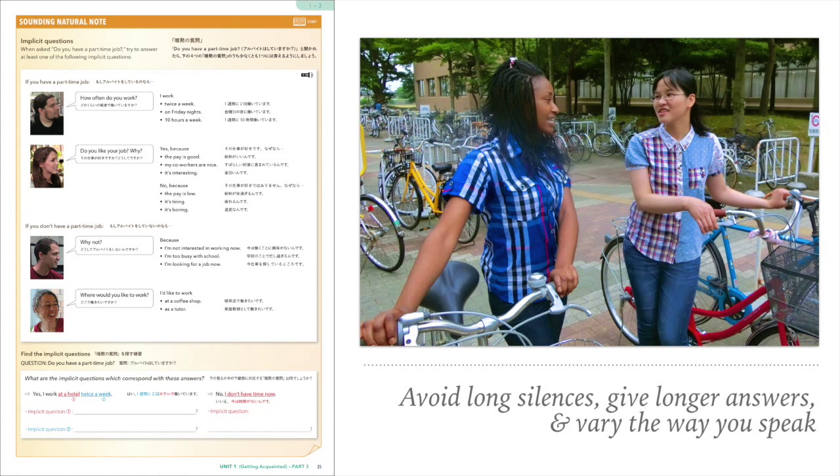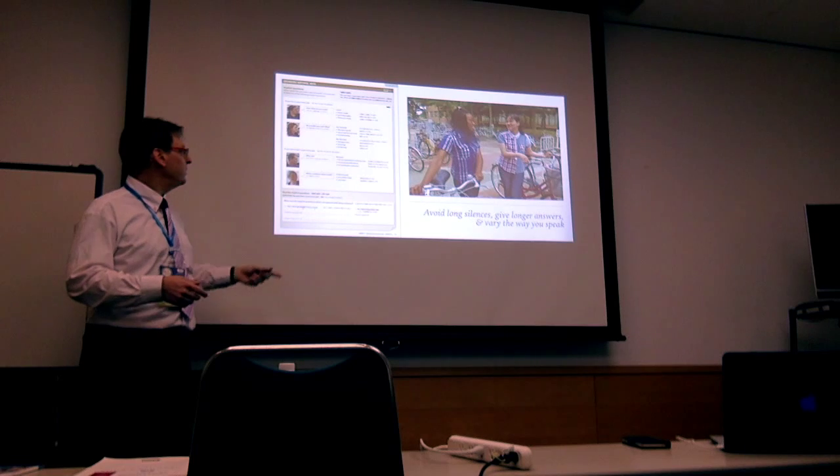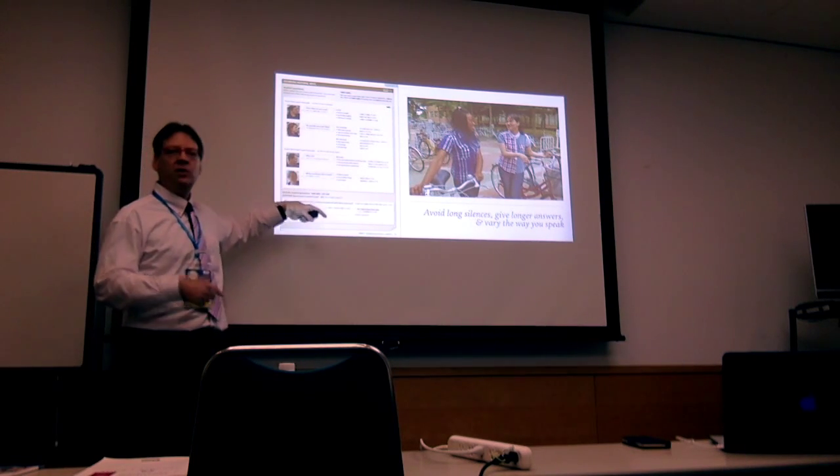So how do you do that? Well, every question has an implicit question associated with it. So, do you have a part-time job? Yes, I do. Okay, what's implicit there? For example, how often do you work? Do you like your job? If you don't like it, why not? Or where would you like to work?